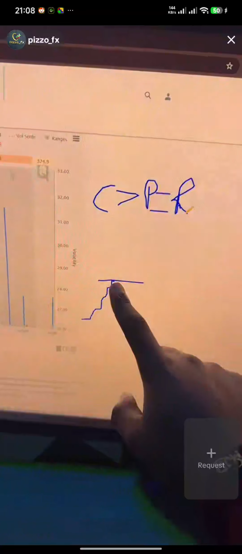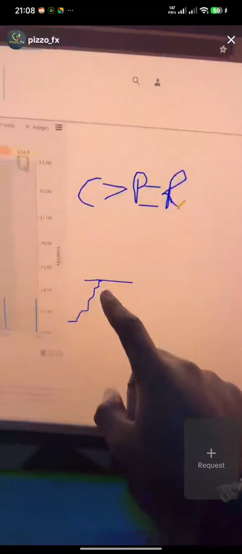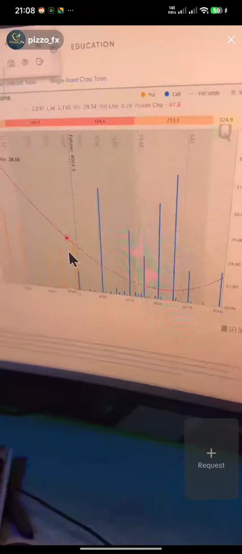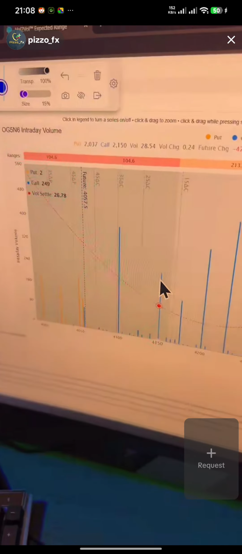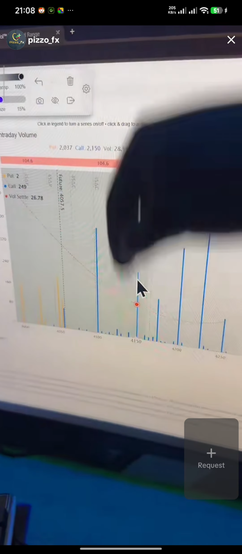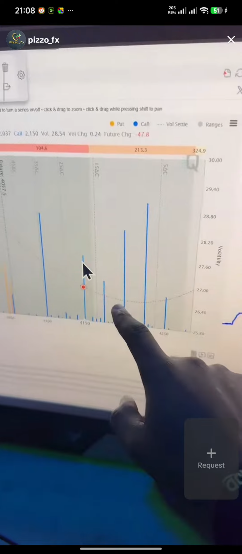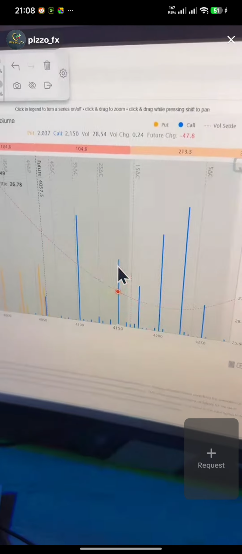Note, call volume must be greater than put volume, so that your zone becomes a perfect resistance. Then the market will respect it. So how do you know if that thing is happening? If your zone is, let's say, 4150, and you place your marker at 4150 here, you see the information: call volume is 249, put volume is 2. Now that's a perfect resistance zone. So when you do your calculations, the strike or zone you get, you must confirm what is greater than what. Let me continue first.